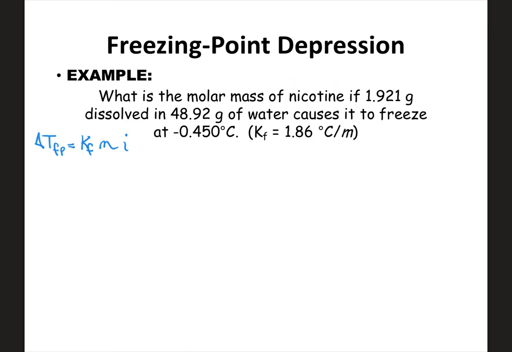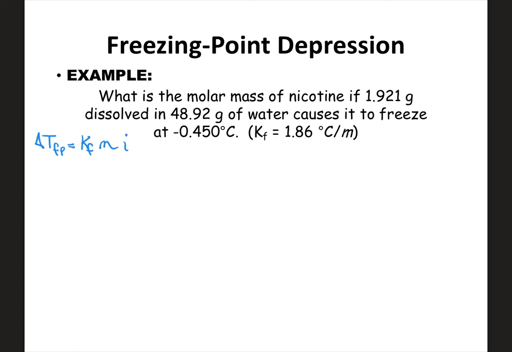So we already know the grams of the nicotine. They gave it to us right here, 1.921 grams. We need to find the moles of nicotine. Well, how do you find the moles of nicotine if you don't know the molar mass of nicotine? So that's what we're going to end up solving this molality for and getting to moles, so we can do grams of nicotine over moles of nicotine to get the molar mass.